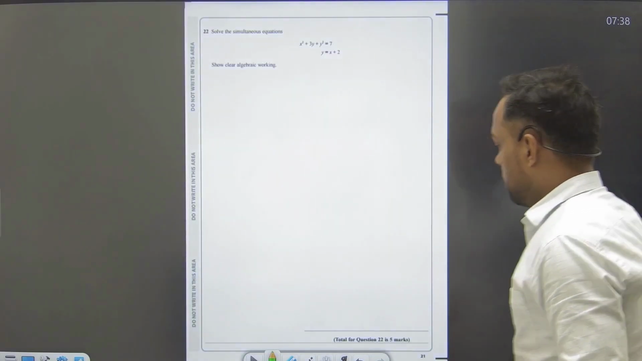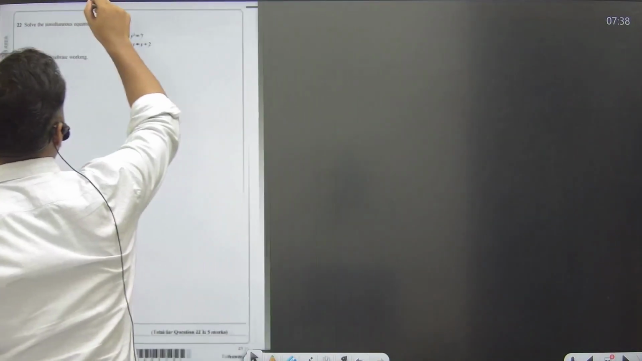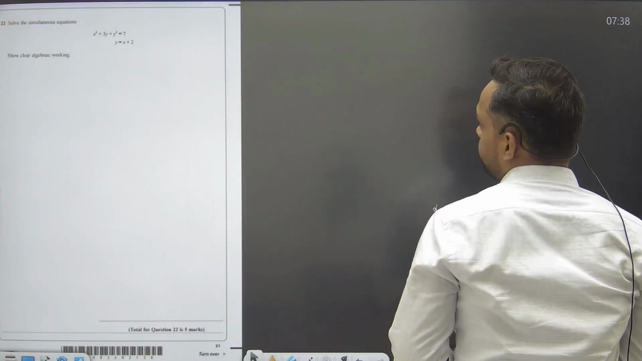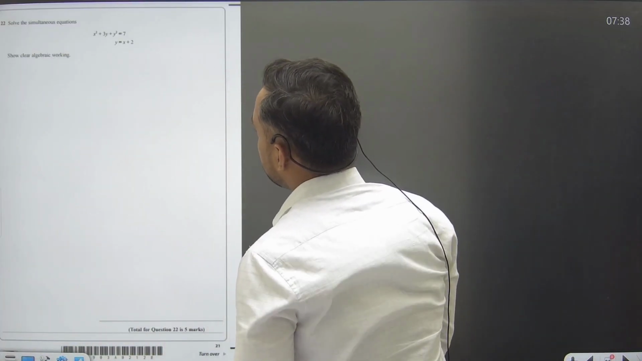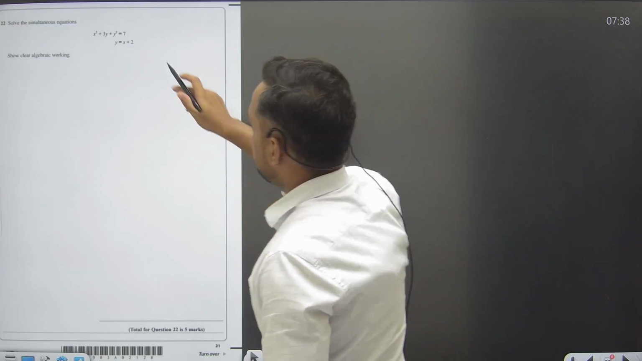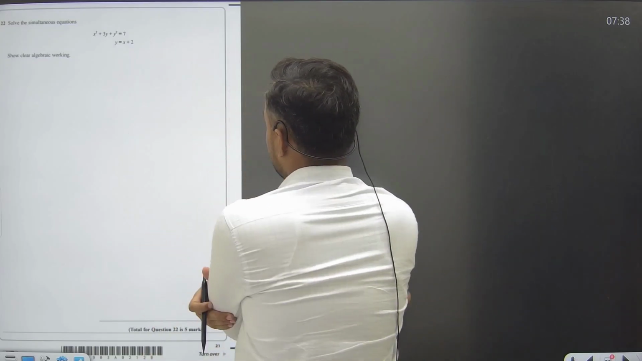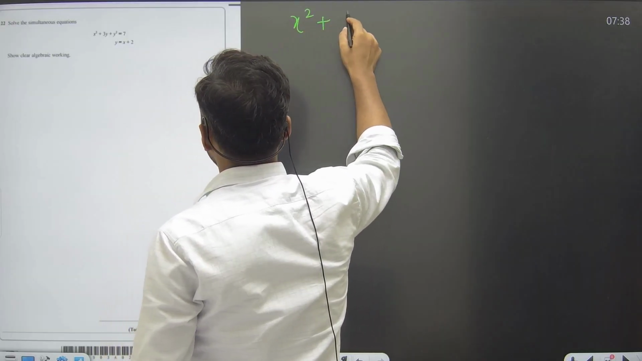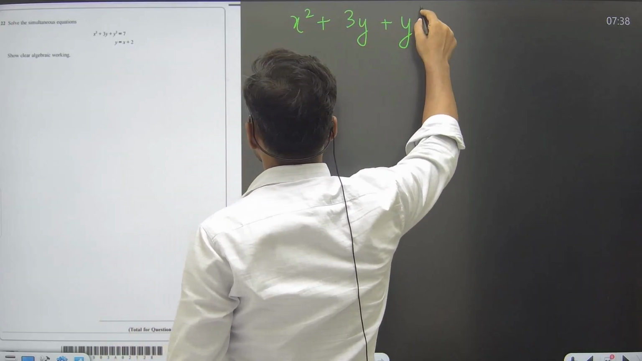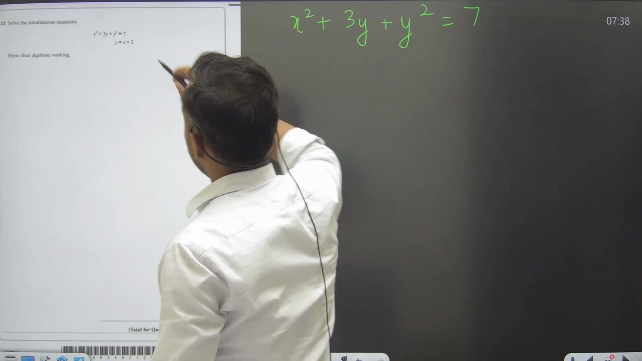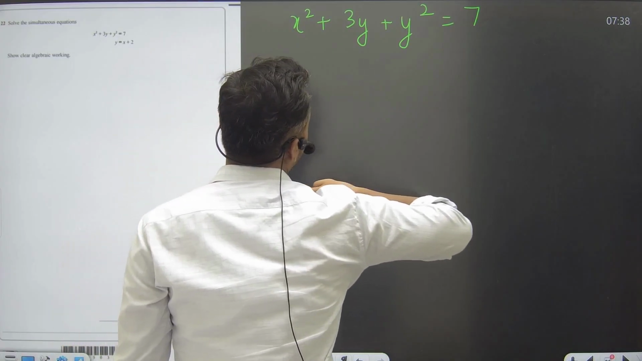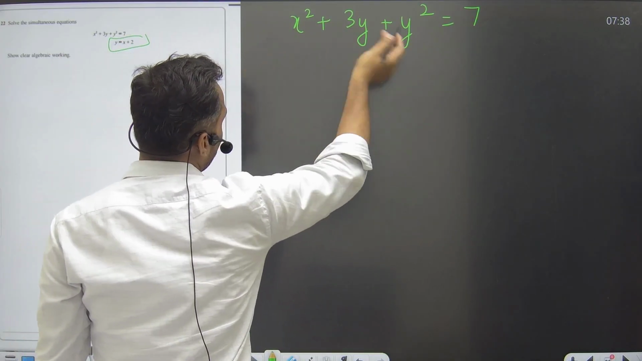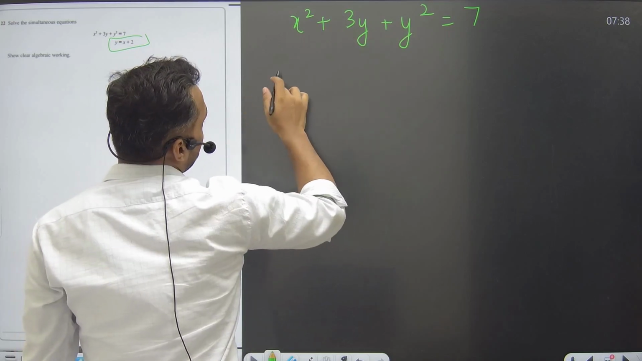Let's move ahead to the next question, that is: solve the simultaneous equations, show clear algebraic working. So x square plus 3y plus y square is equal to 7. This is the first equation, and the second equation is y equals x plus 2. What we need to do is plug in the value of y equals x plus 2 in this particular first equation.